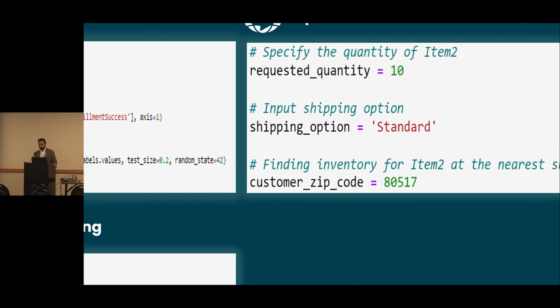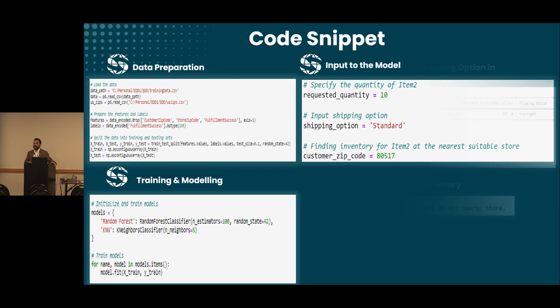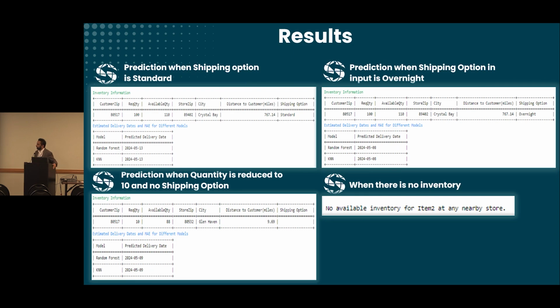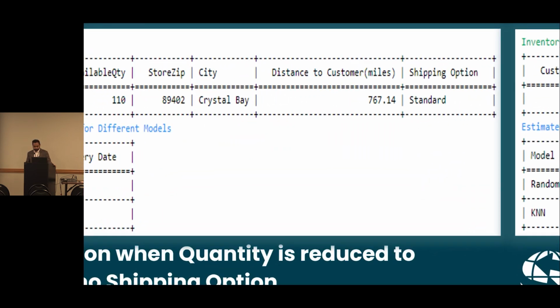And moving on to the last topic, which is predictive analytics to allocate omnichannel inventory dynamically. You remember the second slide I showed you, which showed the problem statement of real-time inventory tracking. That's an actual problem for a retailer, and we are trying to solve that problem with the help of machine learning.